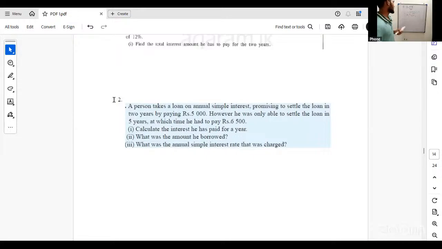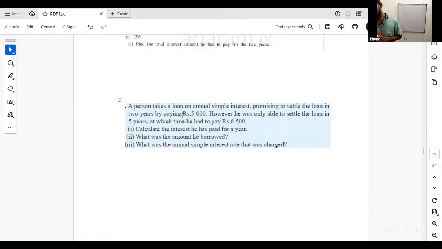Now, let's do the second question also. Look at the second question. It says a person takes a loan on simple interest, promising to settle the loan in 2 years by paying 5,000 rupees. However, he was only able to settle the loan in 5 years, at which time he had to pay 6,500.